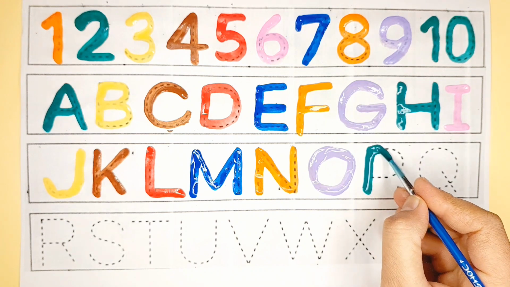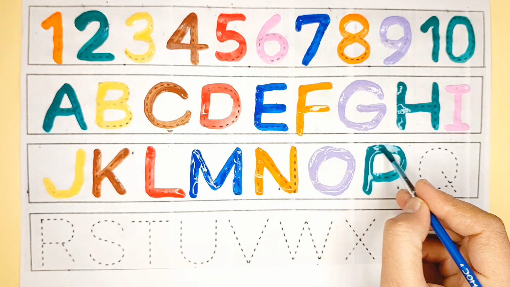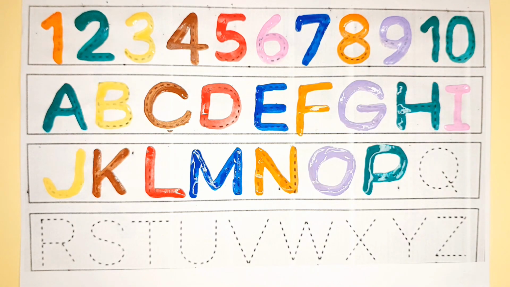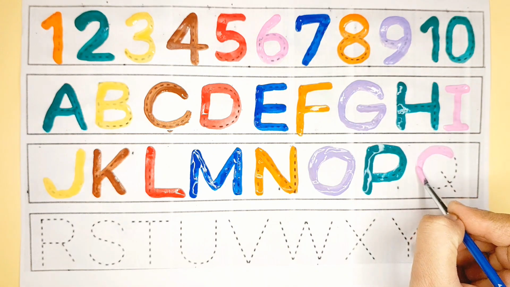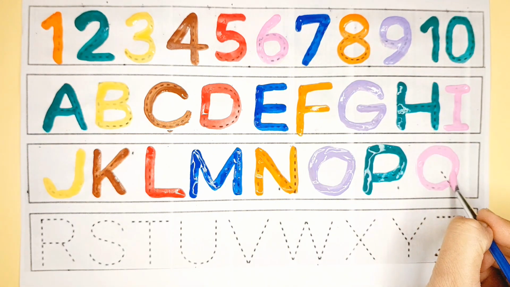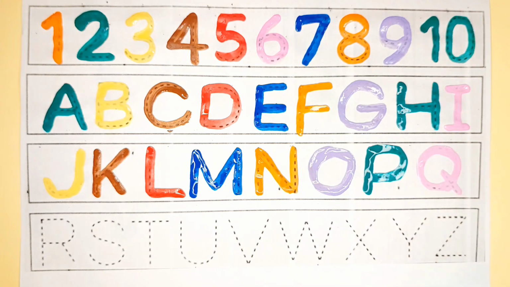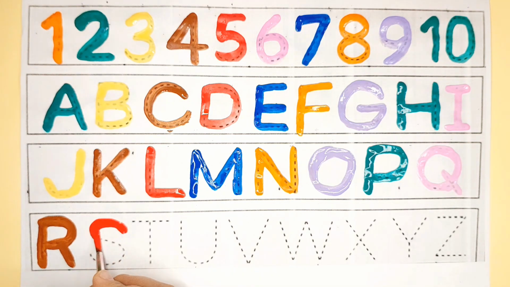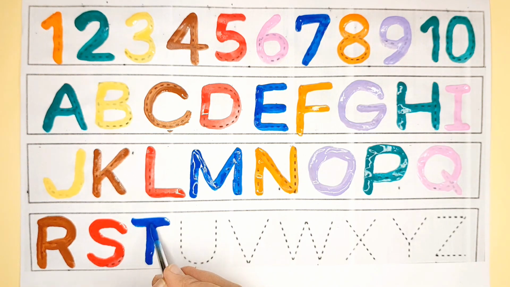P for parrot. Q for queen. R for rabbit. S for sunflower. T for tiger.